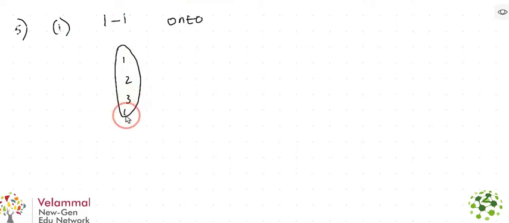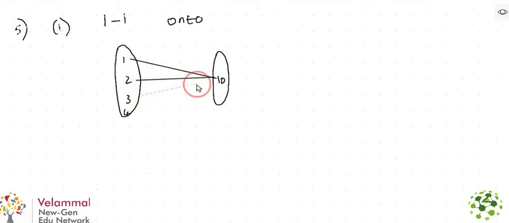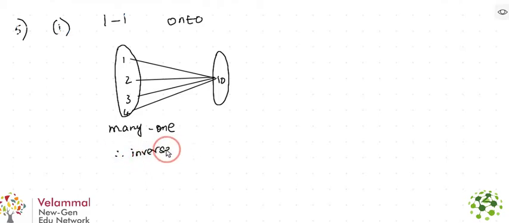1, 2, 3, 4 to 10. 10 is the codomain. And how is it defined? 1 goes to 10, 2 goes to 10, 3 goes to 10, and 4 also goes to 10. Is it a one-one function? Are many going to 10? Yes, it is a many-one function. Therefore, will the inverse exist or not? It will not exist because only for a one-one onto function does the inverse exist.